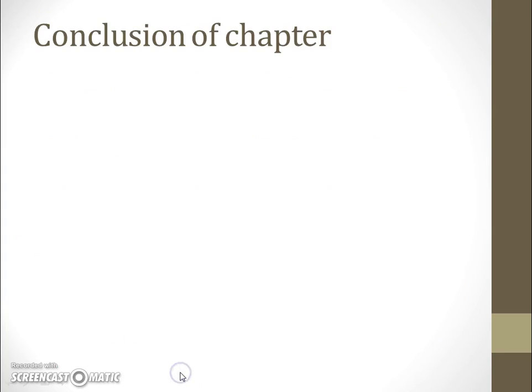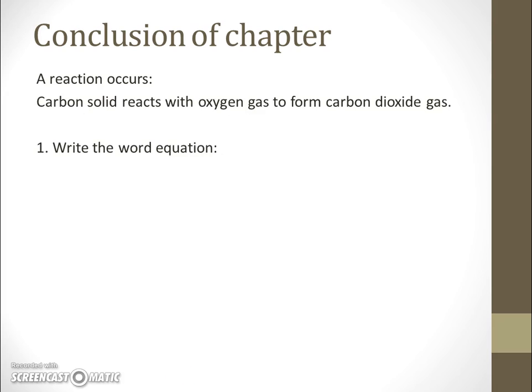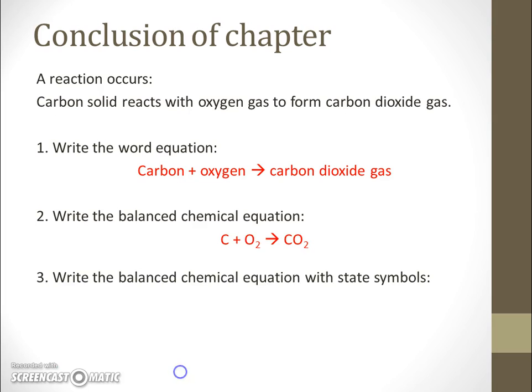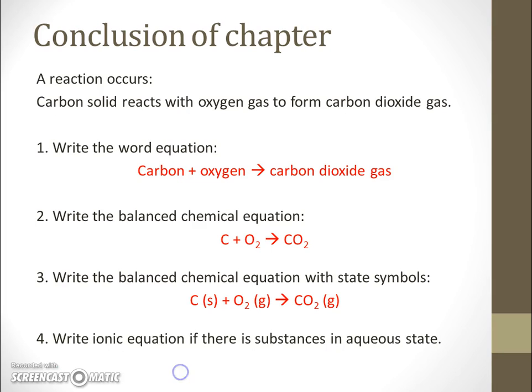So, what is the conclusion of this chapter? This chapter, you have learned to write the word equation, you have learned to write the balanced chemical equation, you have learned to write the balanced chemical equation with state symbols, and finally, if in any case there are aqueous state, you have learned to write the ionic equation. This last part, step 4, is seldom tested.